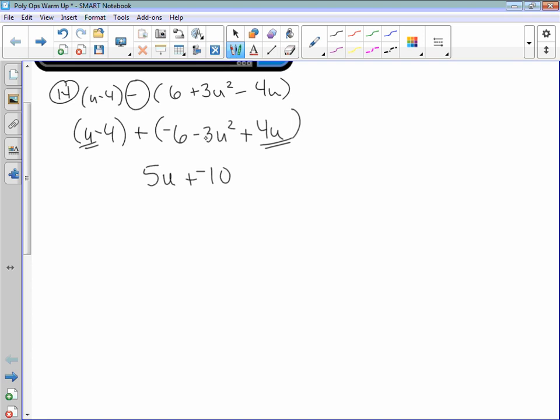Now, that's it over here. So the negative 3u squared doesn't have anybody to combine with. So he just comes down as negative 3u squared. Now, technically, you usually want to write these in order from highest exponents down to the lowest.